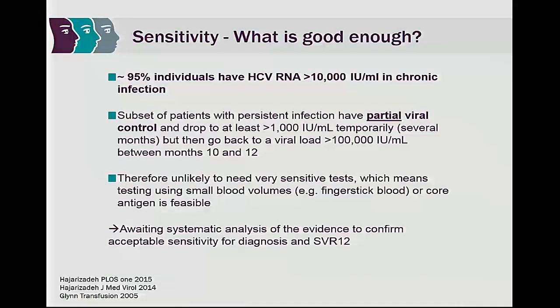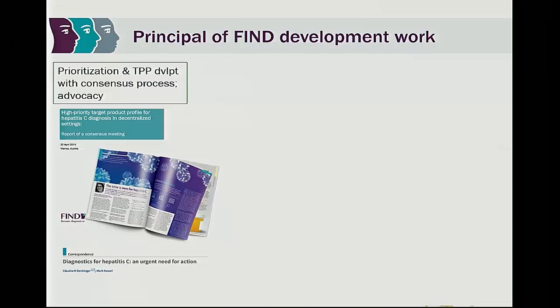Where do these analytical cutoffs come from? It comes from established data on what we think is the population distribution of RNA at the time of diagnosis, but we heard from Susan earlier that there's ongoing work to really substantiate this more because the published data is very limited. But it is likely that if you have a test that detects more than 10,000 IU per ml, you get to a clinical sensitivity of about 95%.